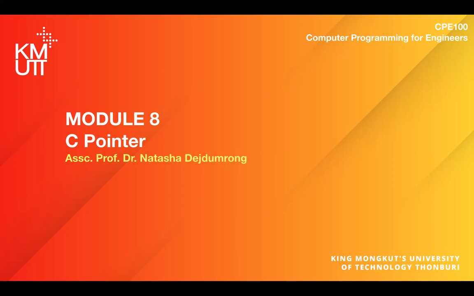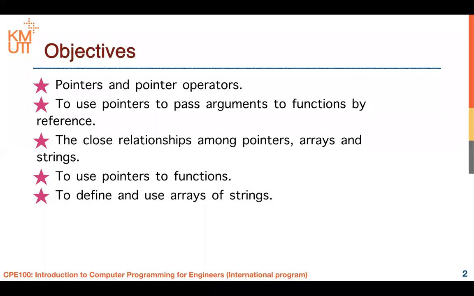C pointer very well. Okay, so the objectives of this module will be starting from the definition of the pointers and the pointer operators. And the objective is the student can use pointer to pass arguments to function by reference. It's important, but today I will review you back about the function arguments and how to pass argument to function by value. And also we'll talk about pass by reference as well. That will be related to the pointers that we are talking about today.